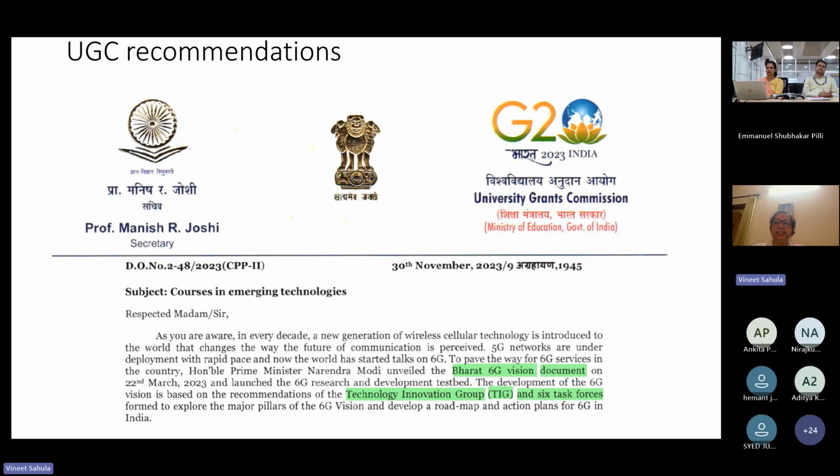What UGC says is they have come up with a scheme on the Bharat 6G document under the vision of our Honorable Prime Minister Modi ji. They have formed a technology innovation group and come up with a 6G vision document. We already have a 5G, 6G lab in our EC department. The coordinator himself is present here. He can enlighten us about what activities he is taking up under that lab. Dr. Ajay Nanda, I will request him to come next to me.